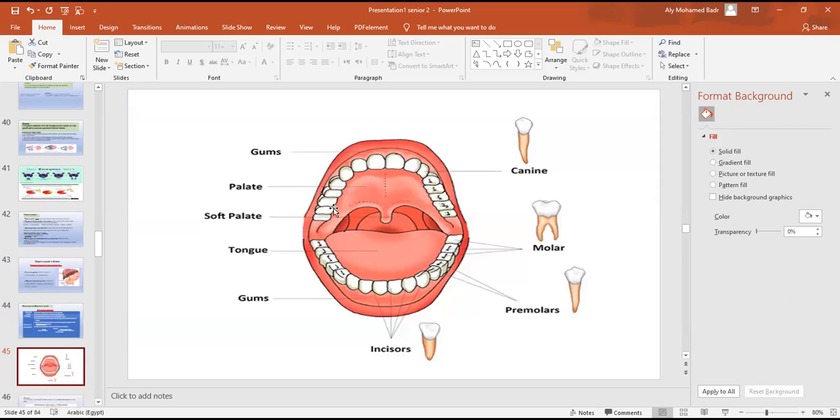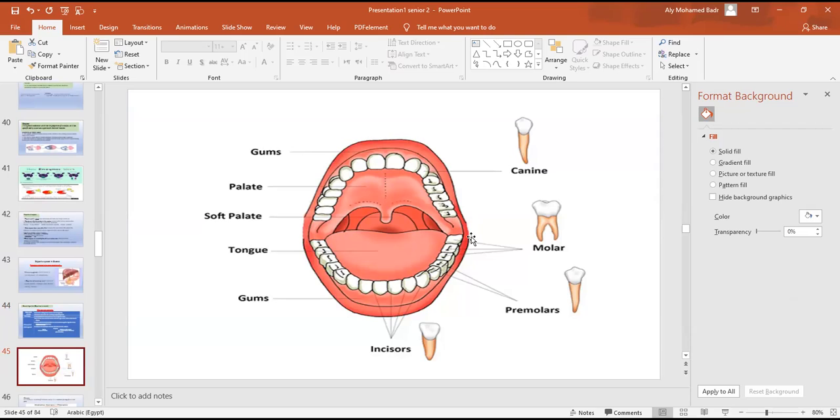So this is our mouth. These are the incisors and those are the canines, and the premolars and the molars.